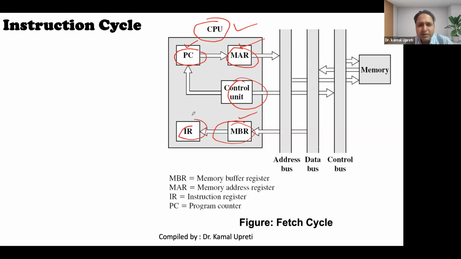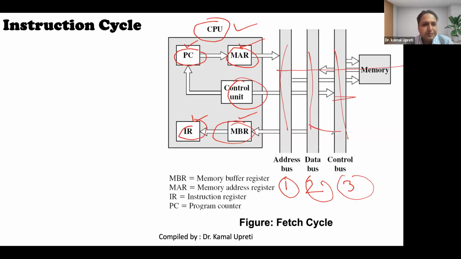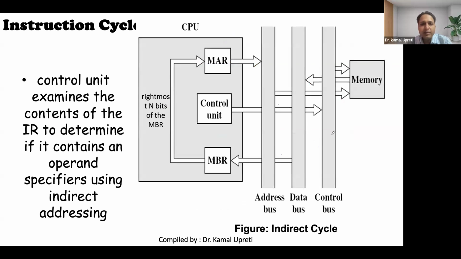And IR stands for instruction register, because the instruction register is always focusing on the set of instructions that we need to process. And parallelly, there are three buses that we call the address bus, data bus, and control bus. These are running parallelly, and all are connected directly to the memory. During the instruction cycle, we need to take care of three things: the memory address register, control unit, and MBR.